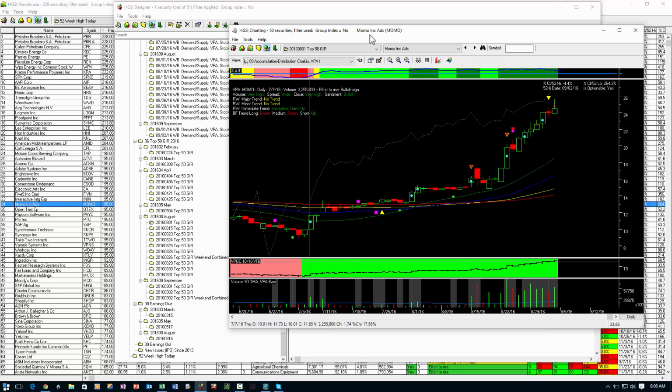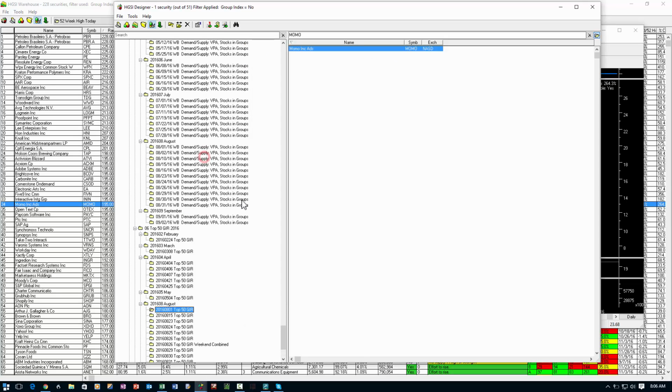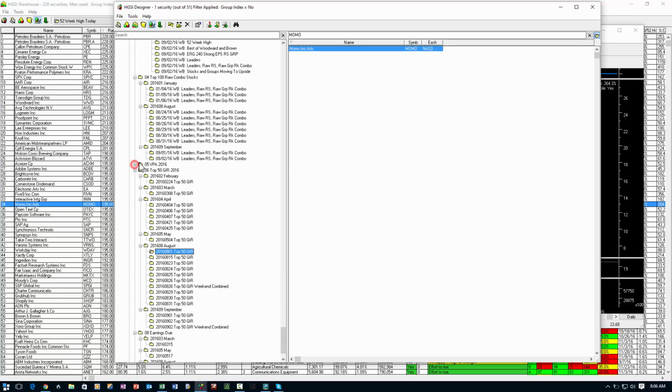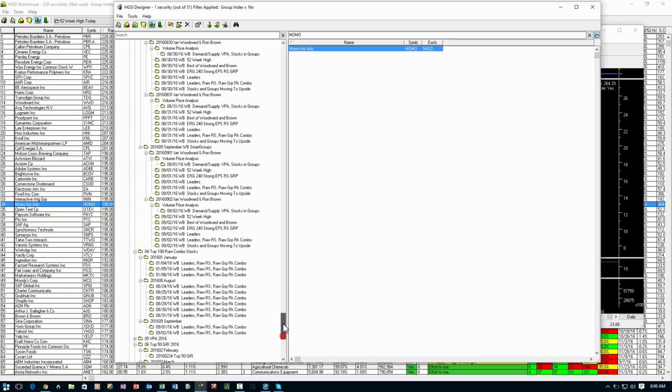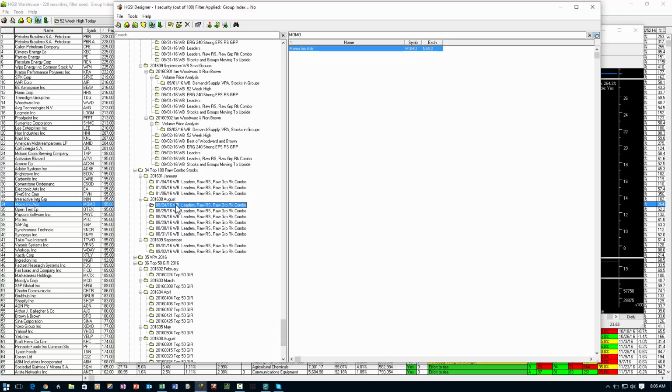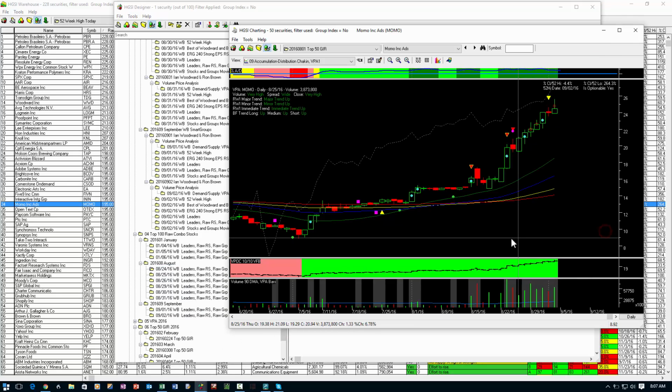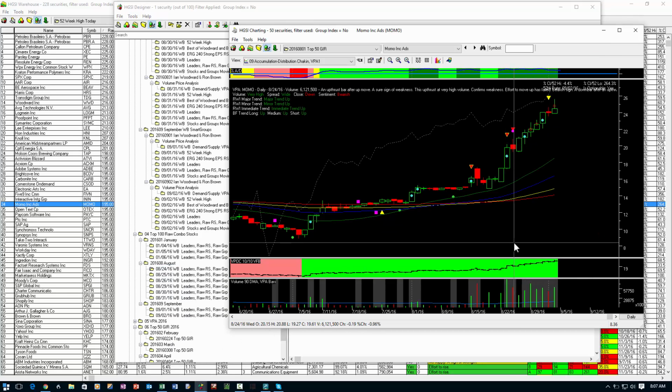Let's go back to the designer. You can see that it had multiple VPA flags over this time period. It started appearing in the top 100 raw combo stocks. It didn't make there until August 24th. So the move was on. Let's just take a look at the 24th to see when that was. Right here. It made it on a negative day, but it still had a nice run since then.